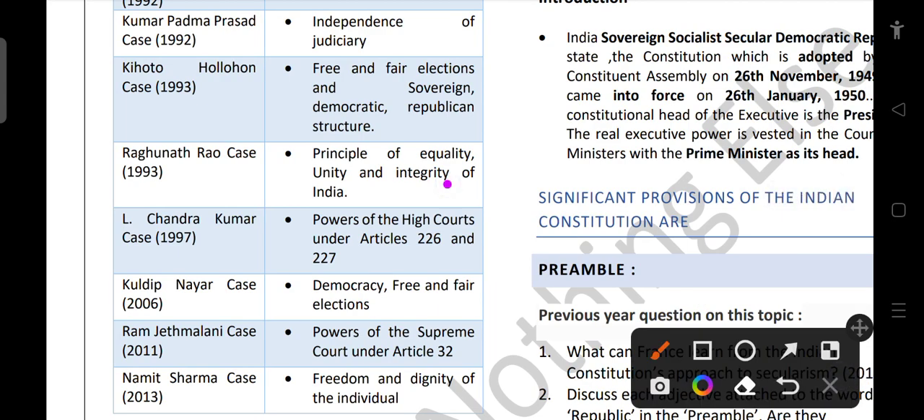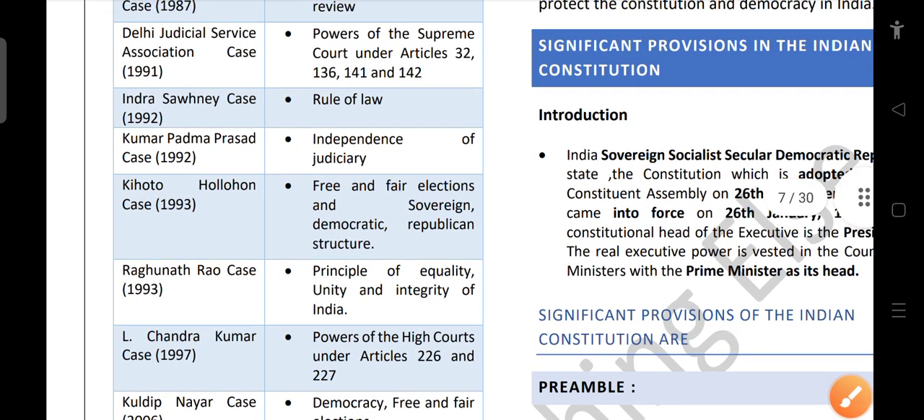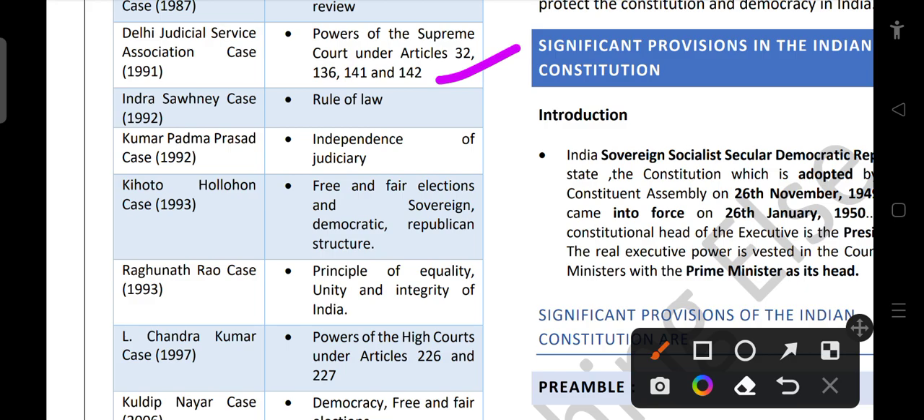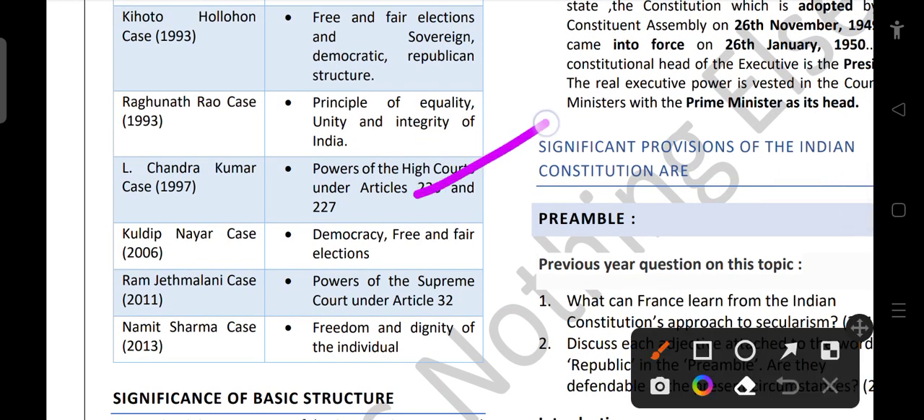Then in Chandra Kumar case, 97, powers of High Court under Article 226 and 227. Powers of Supreme Court in the Delhi Judicial Association case, powers of High Court in the Chandra Kumar case. And then Kuldeep Nayar case, democracy, free and fair election. Ram Jethmalani case, 2011, power of Supreme Court under Article 32. Then Amit Sharma case, 2013, freedom and dignity of the individual.